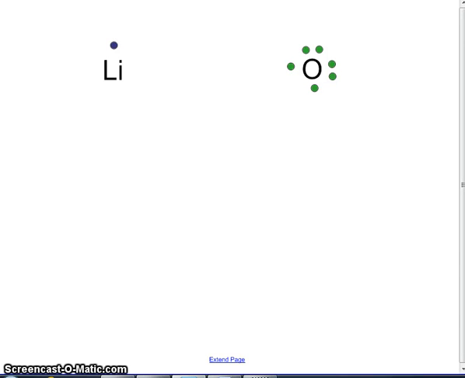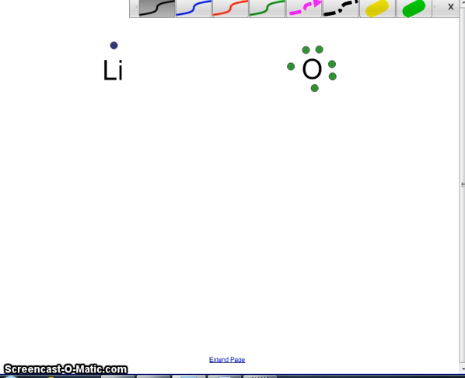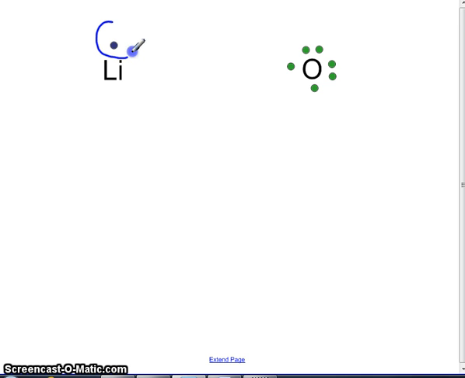Okay, so far we've been doing ionic compounds between main group elements such as lithium and oxygen. And I just want to show you one more thing. Remember, lithium is in group 1A, so it has 1 valence electron. Oxygen is in group 6A, so it has 6 valence electrons. Lithium wants to lose its 1 electron. Oxygen wants to gain 2.